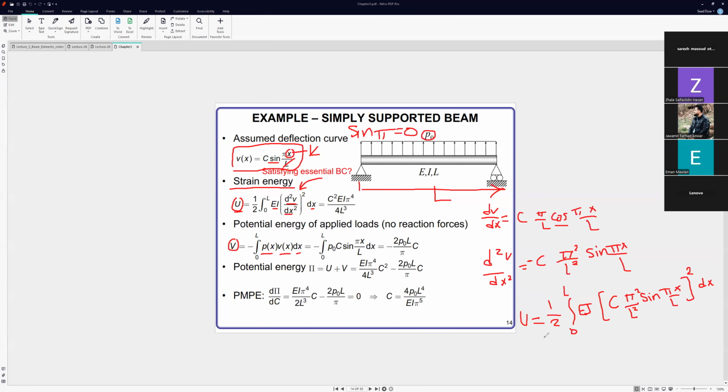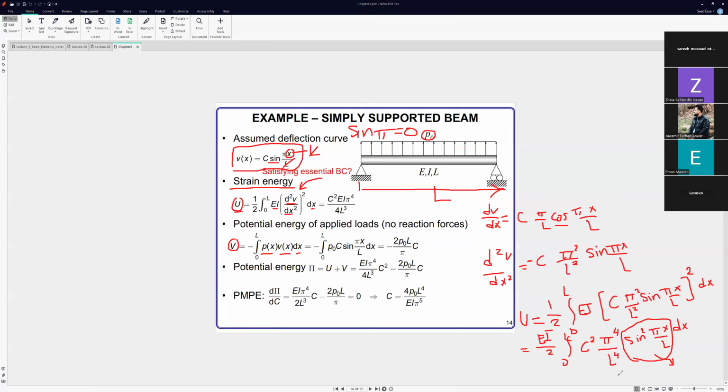Okay, so after opening this one, EI over 2 integration 0 to L will be C squared. We have pi to the power 4, we have L to the power 4, we have sine squared pi x over L dx. And how can we integrate the sine squared?